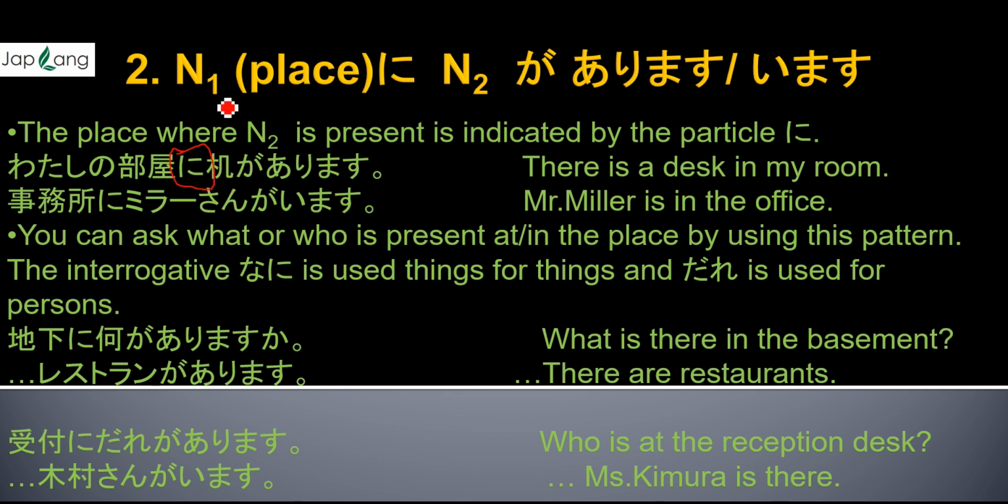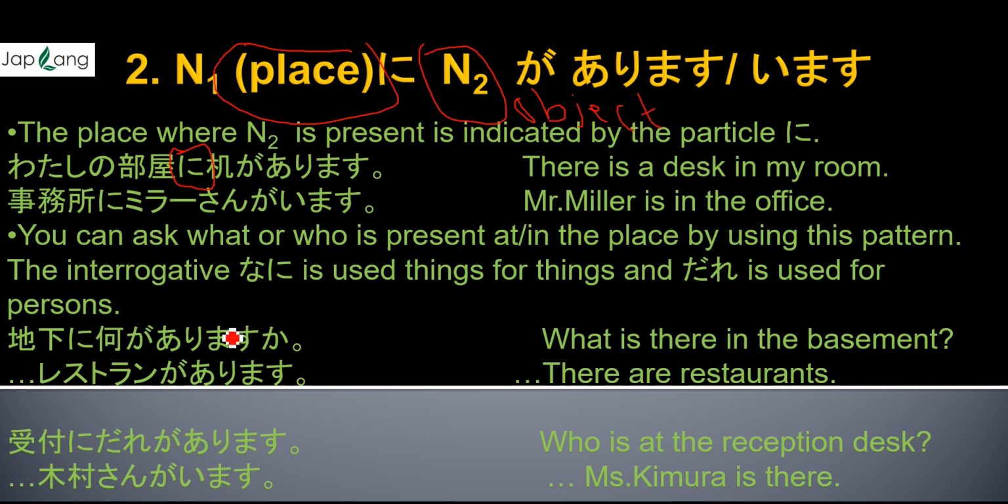Alright, so it says noun 1 place ni object ga arimasu. So we can use this place here. Okay, this is place, and for noun 2 you can use object, any object, any noun you want to say.